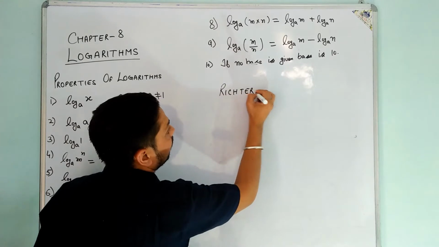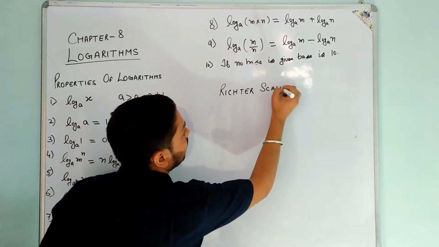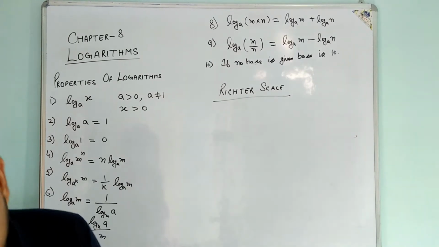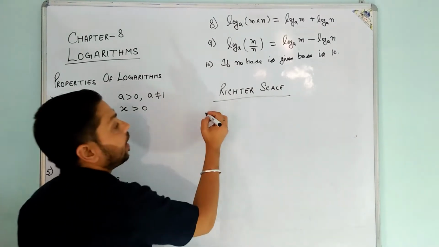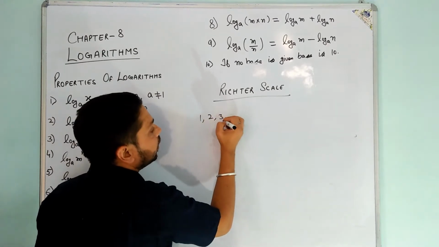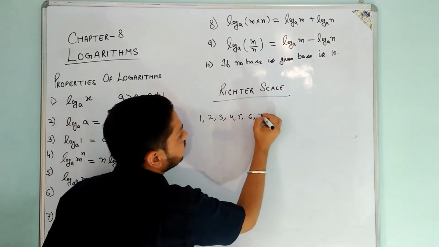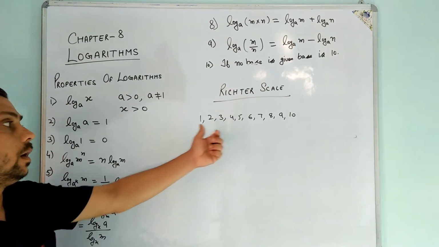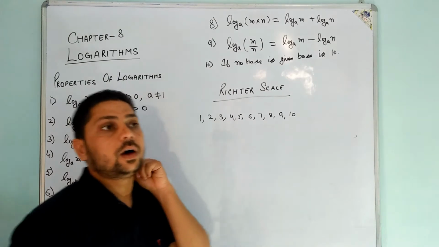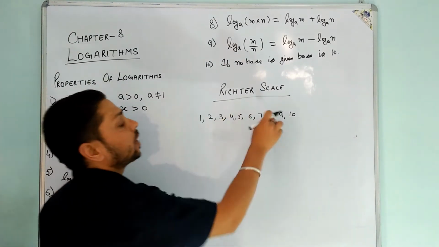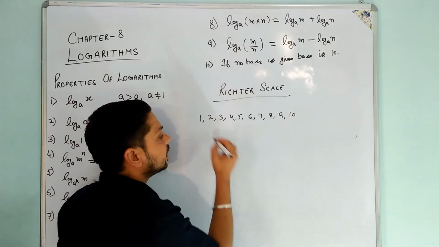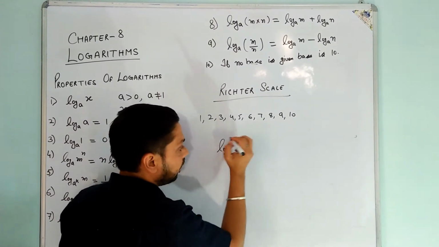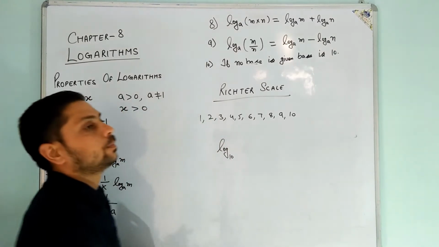Richter scale is used to measure the intensity of an earthquake. We have numbers ranging from 1, 2, 3, 4, 5, 6, 7, 8, 9, 10, and these represent the intensity of the earthquake. Now what does this number represent on a Richter scale? Richter scale is basically the log with base 10.